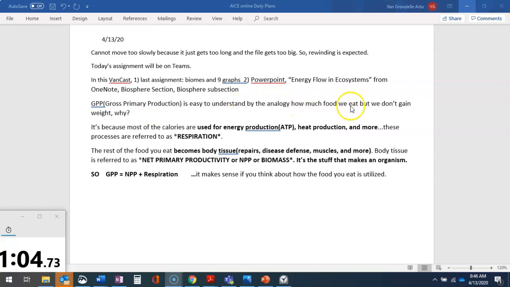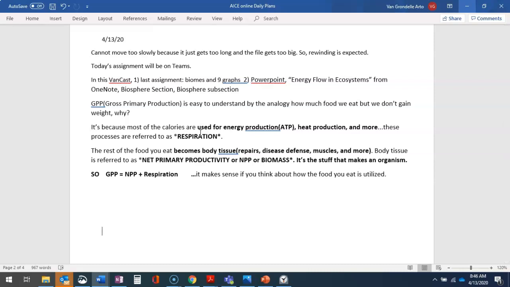An easy way to understand GPP, gross primary productivity, is an analogy of how much food we eat. How come we don't gain weight? Well, most of the food we eat is used to produce heat and produce energy, and that's called respiration. That's why most of the food we eat doesn't turn into body weight.